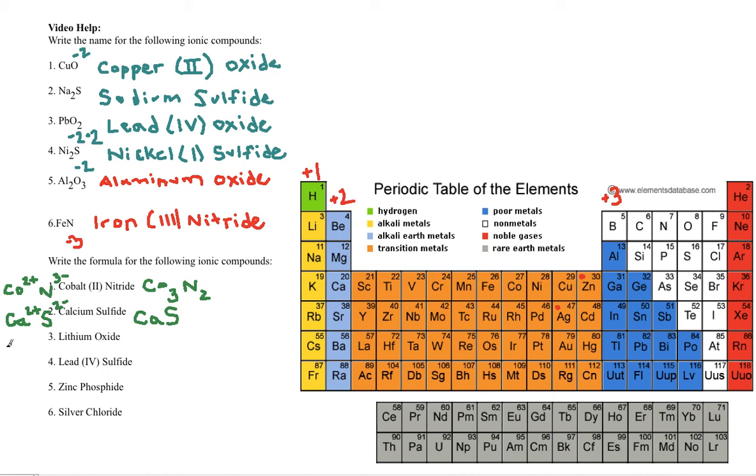Okay? Lithium, again, I don't write the charge because I know it just looking at the periodic table. It's +1. The charge of oxygen is 2-. So therefore, when I cross my charges, the 1 goes there, the 2 goes there. This would just become Li2O.